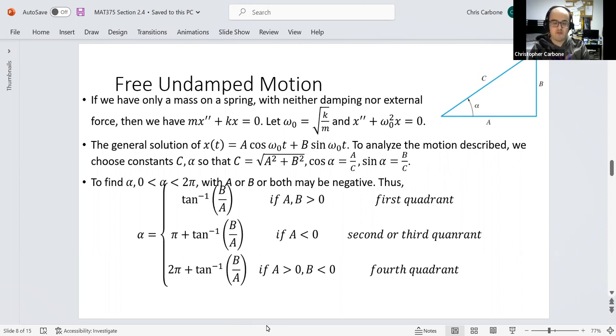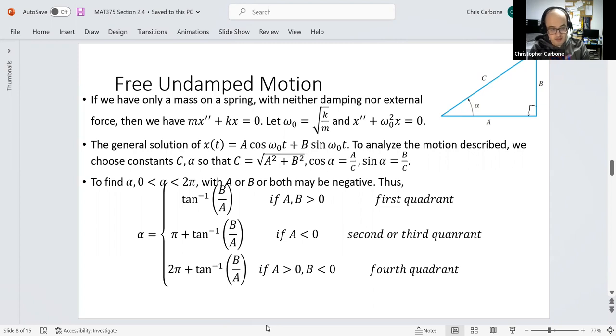And to analyze this motion described, we would choose the constants c and alpha so that c would be equal to the square root of a squared plus b squared, cosine of alpha would be a over c, and sine of alpha would be b over c. So it kind of brings back those trigonometric functions like what we would obtain from the triangle I have here in the upper right hand corner.